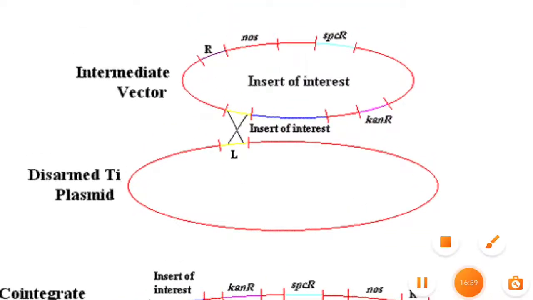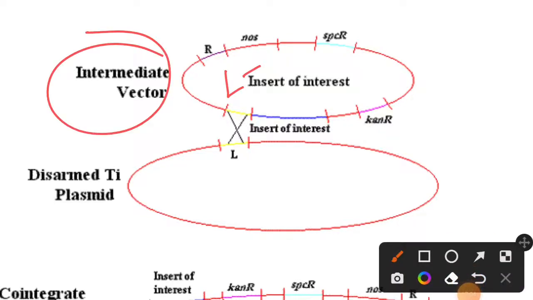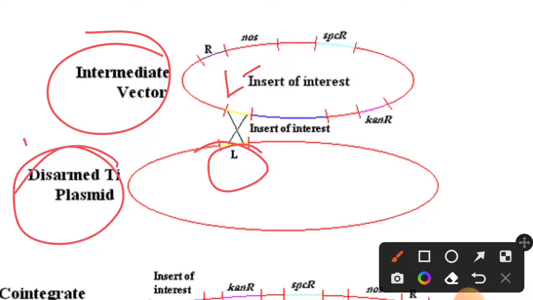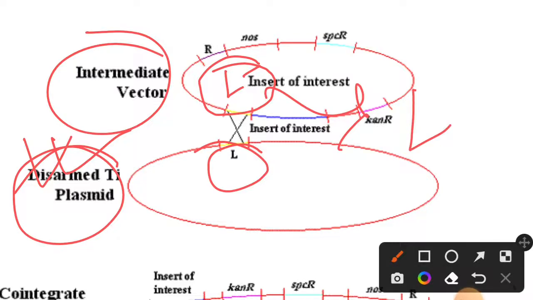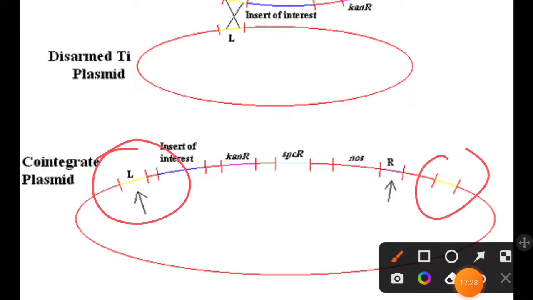Another important piece of information is that the virulence gene in the intermediate vector will be inactivated. Try to think: the disarmed Ti plasmid already contains a virulence gene, and if via recombination we generate the co-integrate plasmid, and the intermediate vector also contains an active virulence gene, then in the co-integrate plasmid we will have two active virulence genes, and as a result it can facilitate the overexpression of our gene of interest that can be dangerous for the plant.